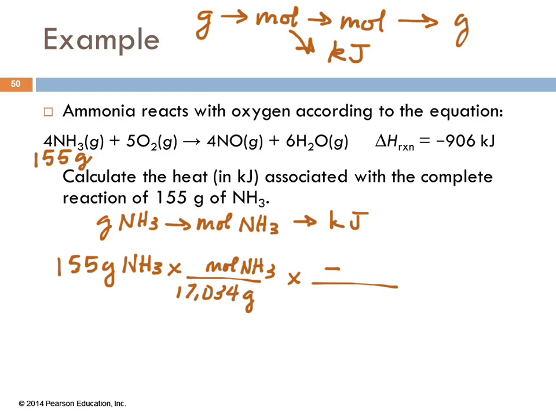This is minus 906 kilojoules per what? Per 4 moles of ammonia. See this right here? 4 moles of ammonia generate this much energy when they react. 155 divided by 17.034 times 906, negative number, divided by 4.